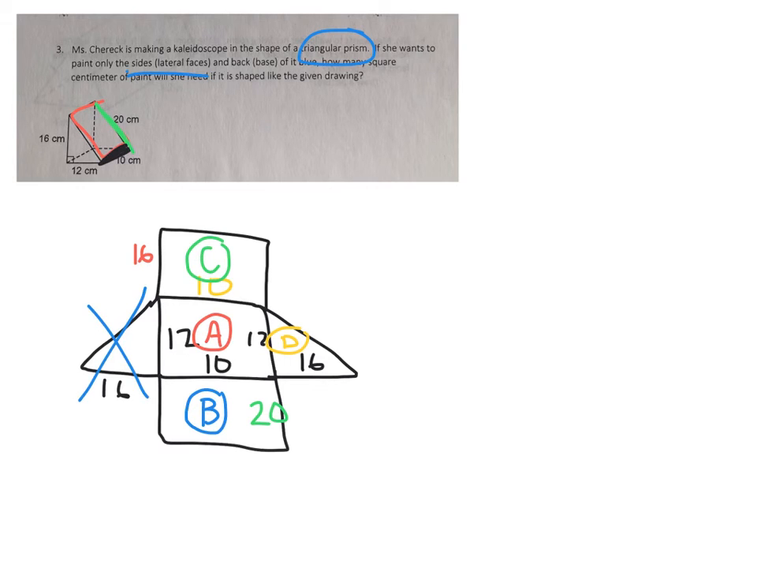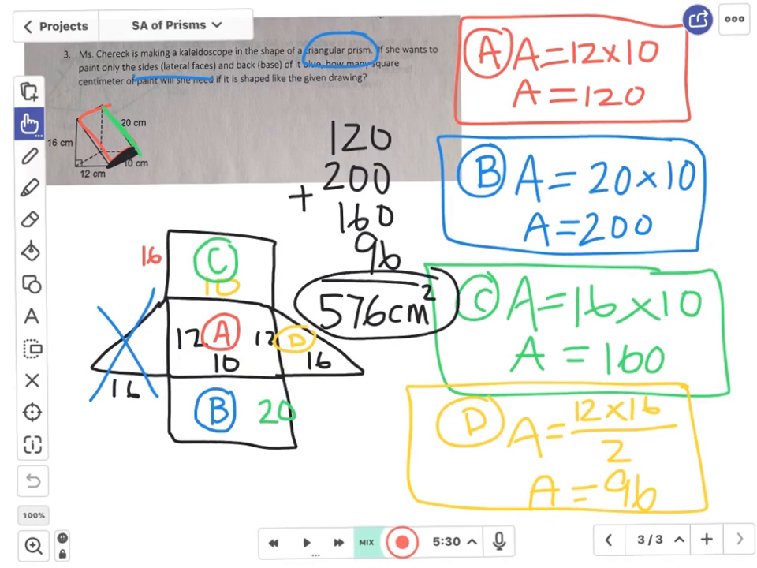So now that we labeled all of our dimensions, labeled all of our shapes, I would like for you to go through and find the area of each of your shapes. So find the area of A, B, C, and D, and then add them all together to find your total surface area. Come back to the video to check your answer.